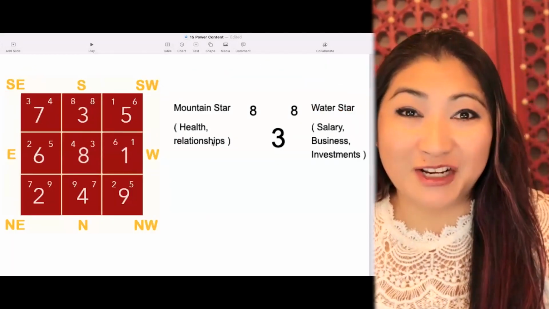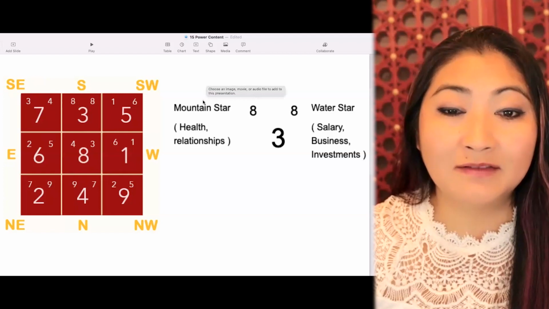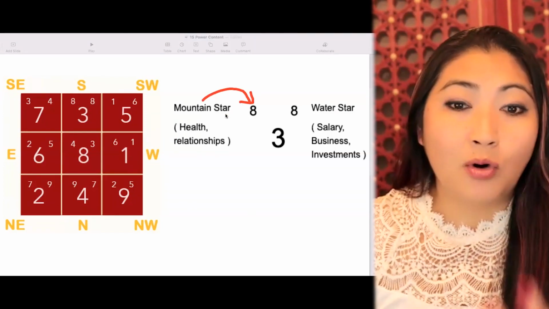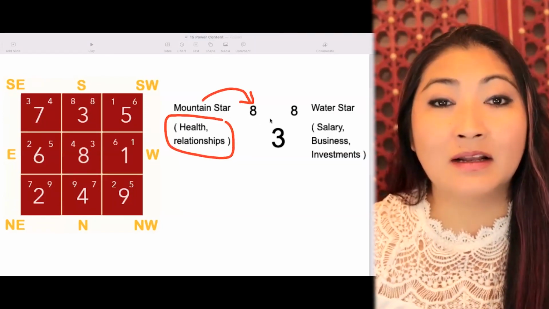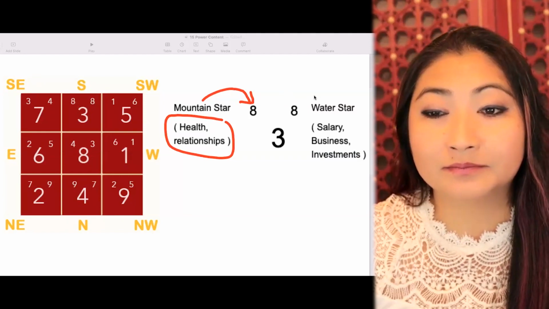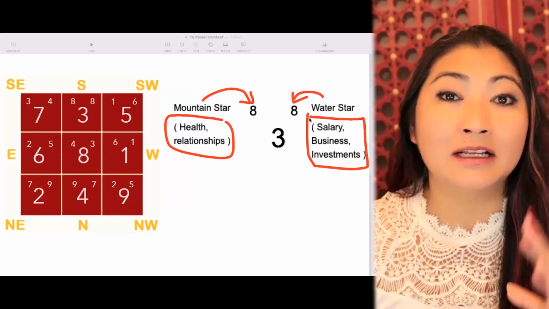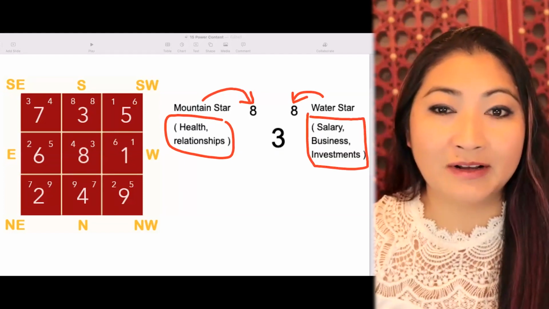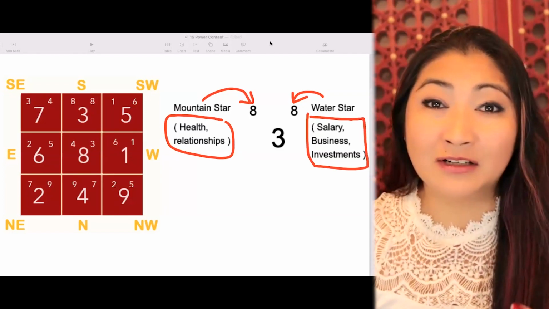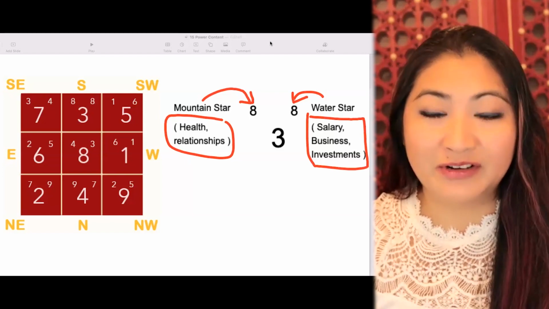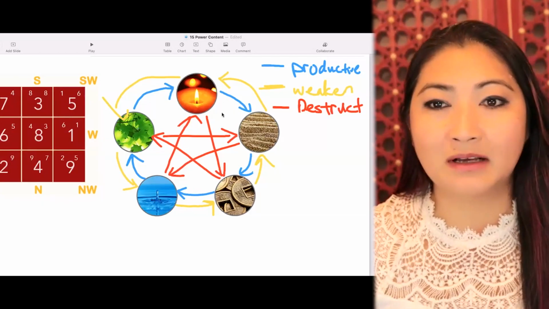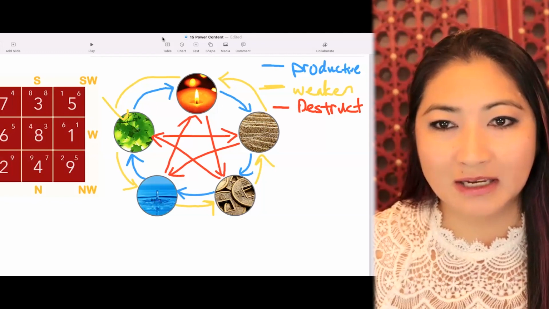Remember in my previous video, in my video series, I mentioned that the top left number, which we call mountain star, hold the energy for your health and relationship, and the numbers on the top right is what we call water star, and that denotes energy that links to your money, right? Your salary, your business, your investments. Remember that bit? If you haven't looked at that, go back to my previous videos. And then now that we've talked about the 5-element cycle, let's talk about the numbers again.